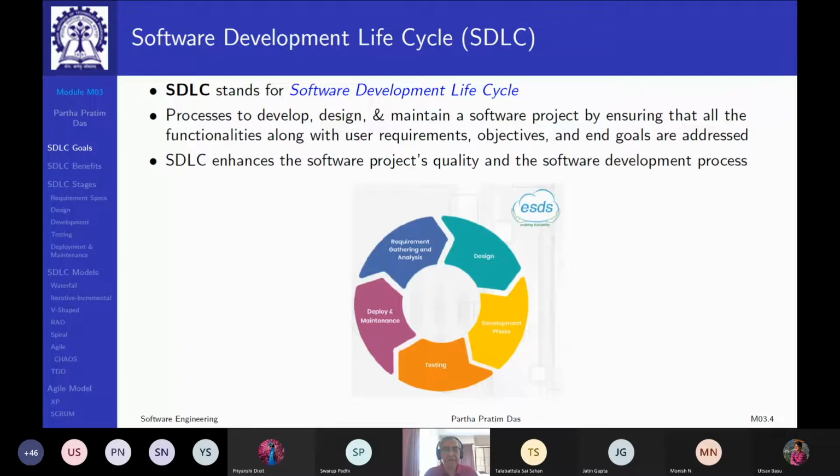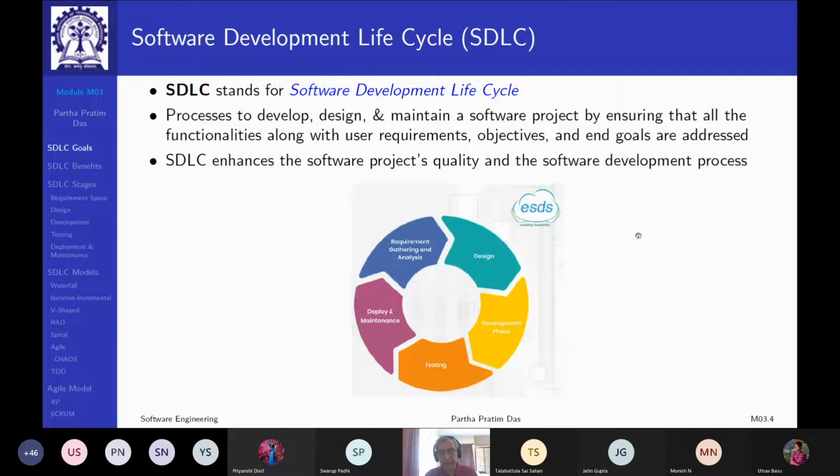In general, we will say that SDLC enhances a software project's quality and the developer's productivity through structured software development processes. That's taking this to be a very rudimentary introduction. And these are some of the main process stages. You gather the requirements and analyze, do the design, go on to doing the development, test what you have done, deploy to the customer and maintain. And as you do that, there may be enhancements, there may be bug fixes, so you go around this cycle.